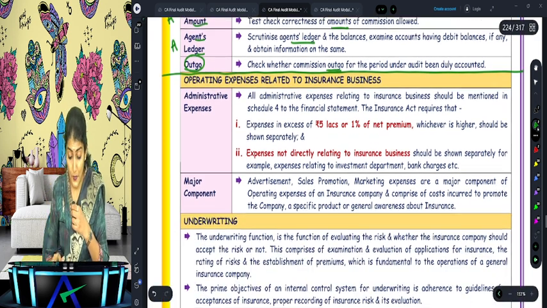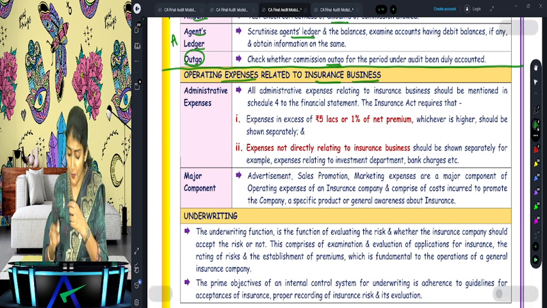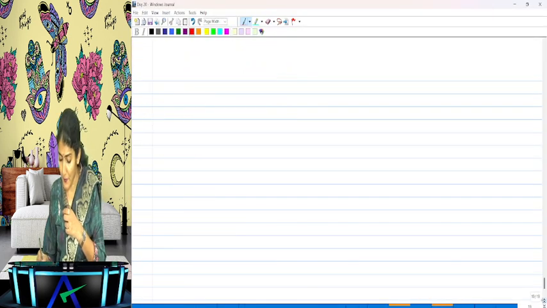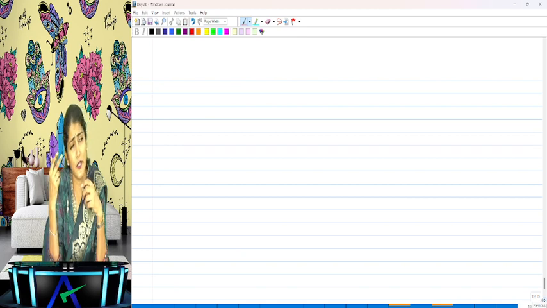Okay, next one, the operating expenses relating to insurance business. Does Schedule 3 of the Companies Act also talk about miscellaneous expenses? What does Schedule 3 say? General expenses, miscellaneous expenses: 1 lakh or 1% of revenue, whichever is higher, should be shown as a separate head of the expenditure. Now, in case of an insurance company, is Schedule 3 applicable?